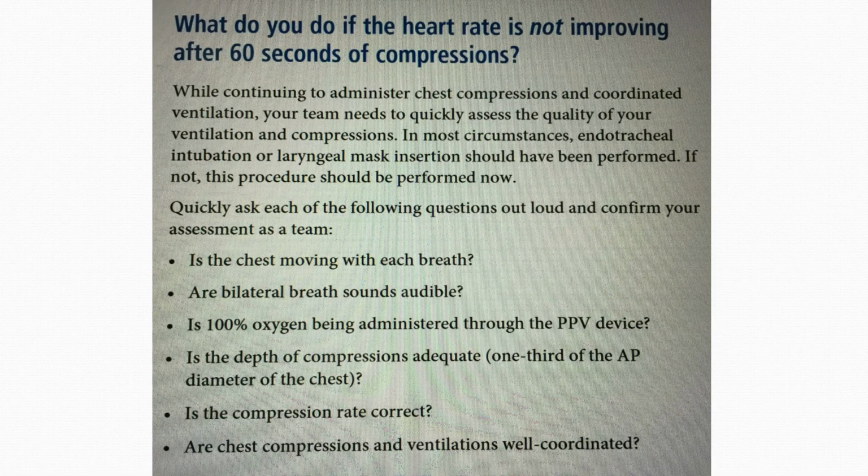Is the chest moving with each breath? Are bilateral breath sounds audible? Is 100% oxygen being administered through the PPV device? Is the depth of chest compression adequate? Is the compression rate correct? Are chest compression and ventilation coordinated?